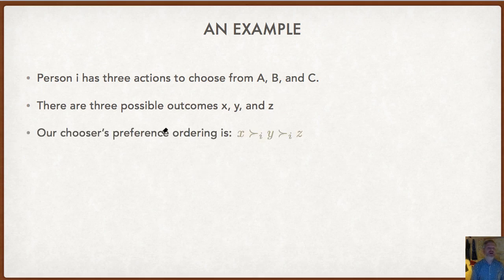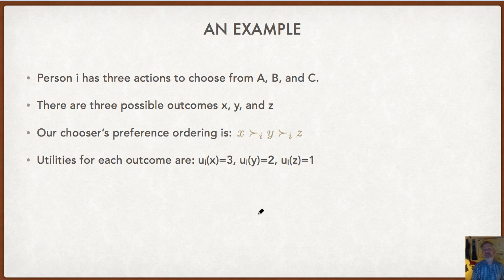So let's say that our chooser has a preference ordering where they prefer X to Y to Z. We still don't know how much more they prefer X to Y to Z, but that's going to be their preference ordering. So they have complete and transitive preferences, and therefore they have a preference ordering, all right?